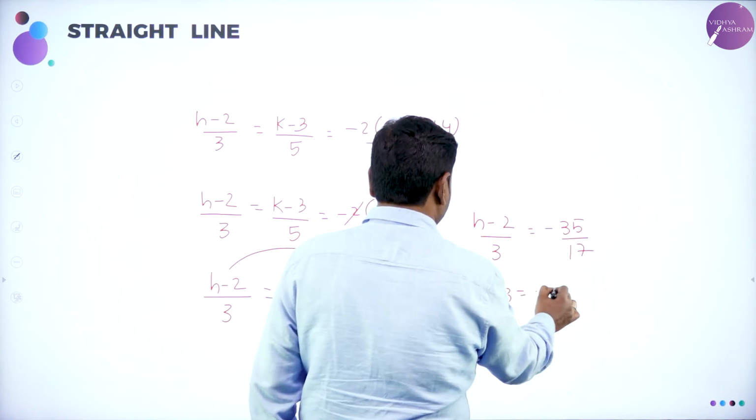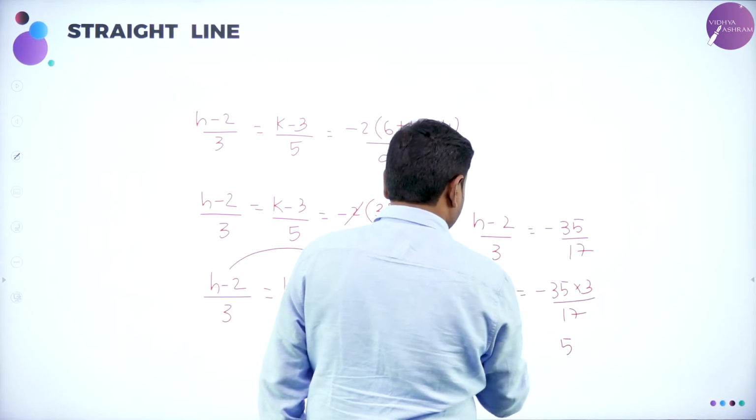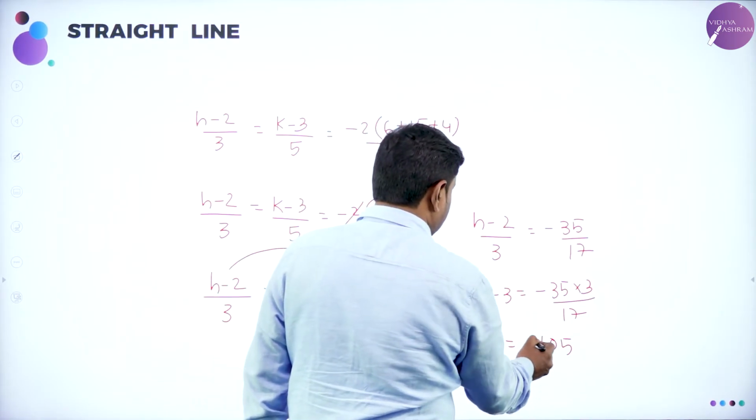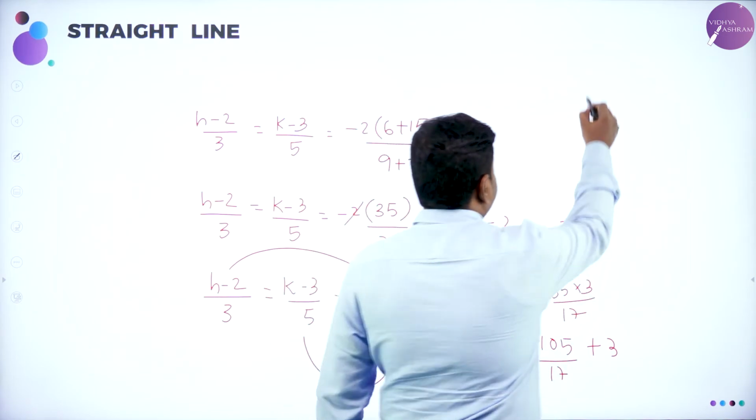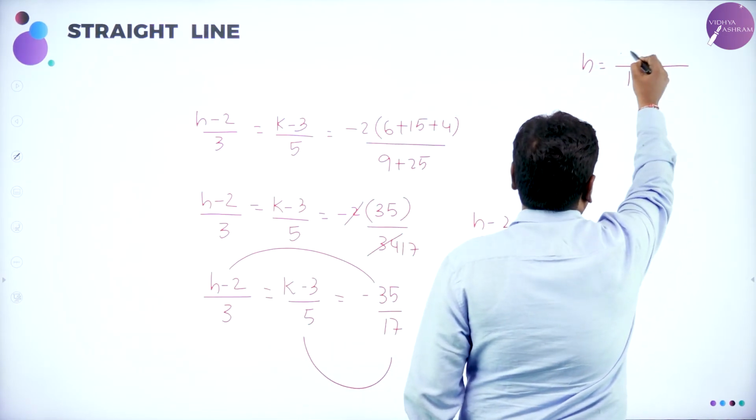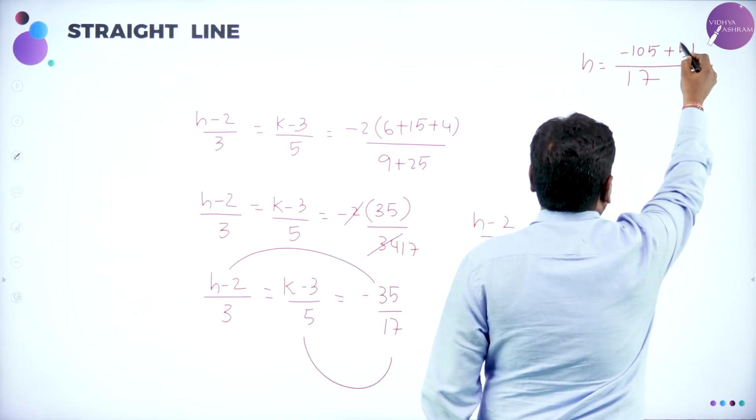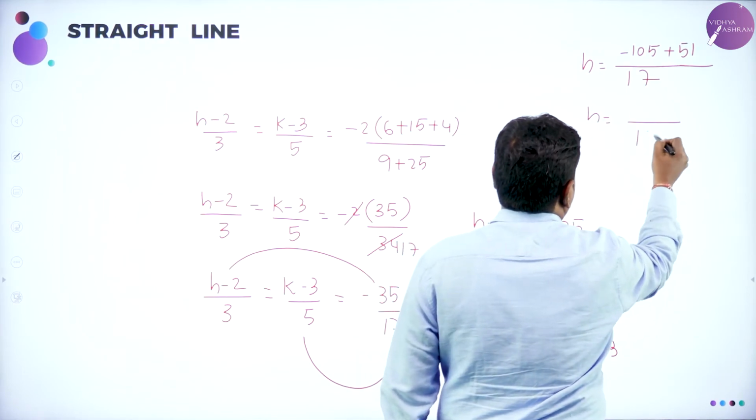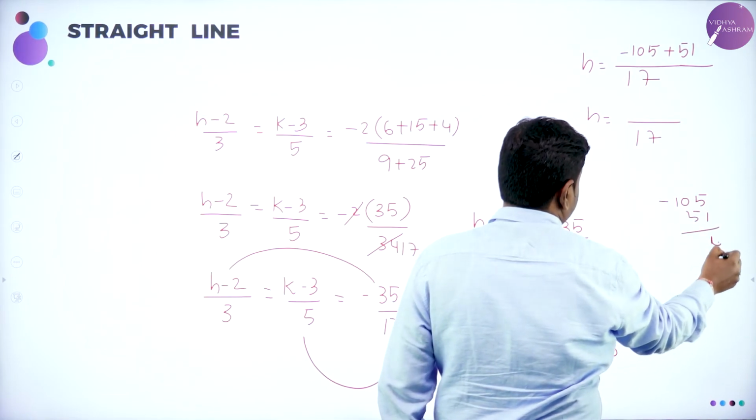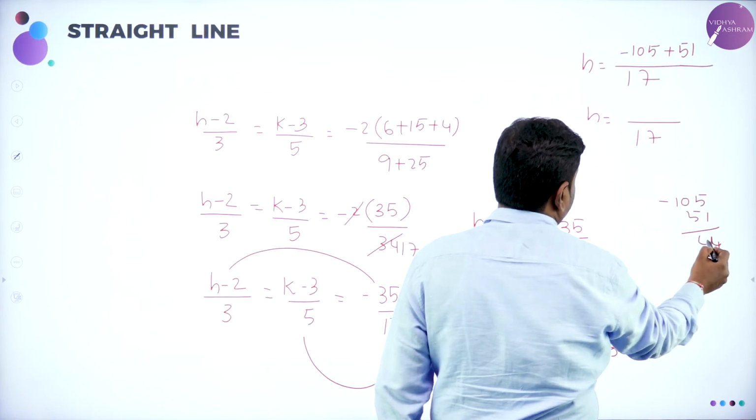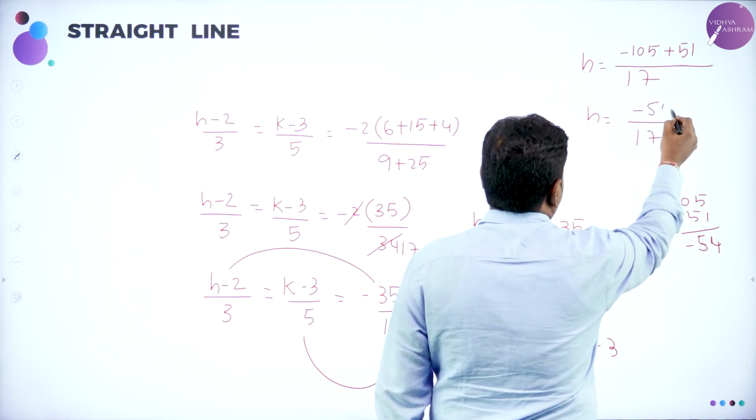Simplify. h minus 2 is equal to minus 35 into 3 divided by 17. h is equal to 3 5s are 15, 3 3s are 9, 9 plus 1, 10, minus 105 divided by 17 plus 3. Minus 3 goes that side. Further you can simplify. So h is equal to, LCM is 17, minus 105 plus 51, and h is equal to 17 minus 105 and 51. So minus 54 by 17.